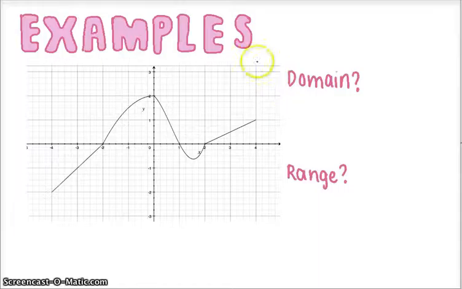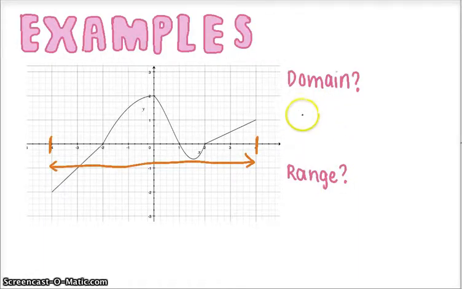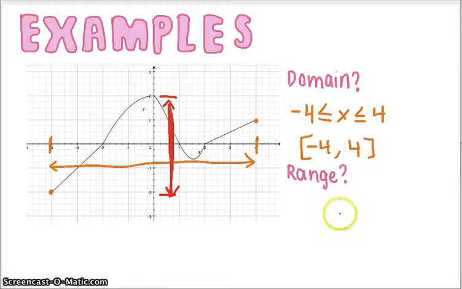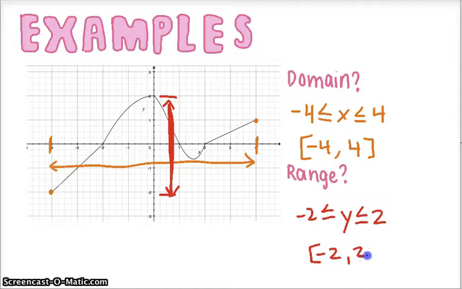So the first problem we have here gives us a graph and it asks for the domain and the range. So the domain is from -4 to 4, because the graph goes from -4 all the way to 4. We can write that as an inequality, -4 ≤ x ≤ 4, using less than or equal to, and this graph should have little closed dots to indicate that it includes those points. We can also write the domain in bracket form, [-4, 4]. And the range goes from -2 to 2, because the graph covers the y values from -2 to 2. We can write that as -2 ≤ y ≤ 2, or in bracket form.